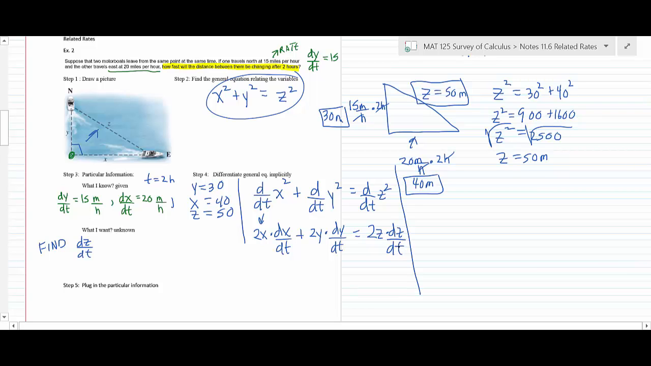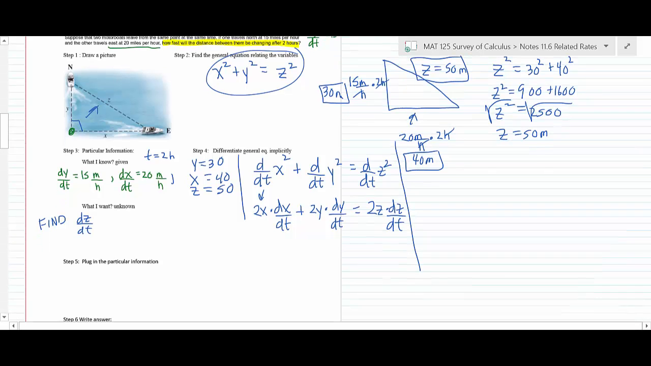Now remember, what you're trying to find is dz over dt. We know x, we know dx over dt, we know y, we know dy over dt. We know everything except dz over dt. So that means you can plug everything in now. Let's carefully do that. Everybody with me on the derivative? Okay, start plugging things in now.